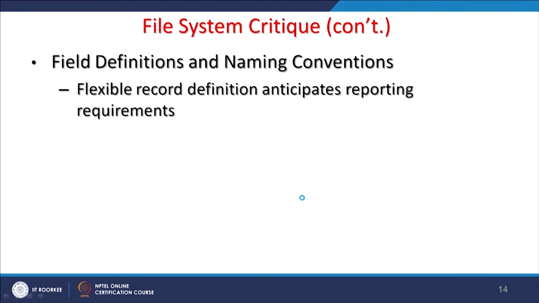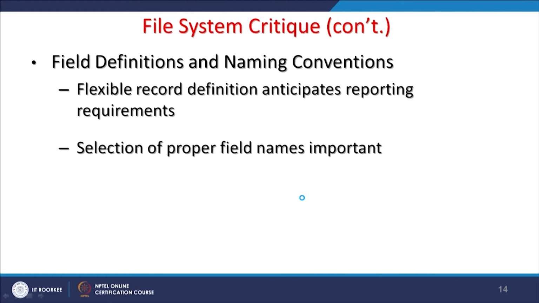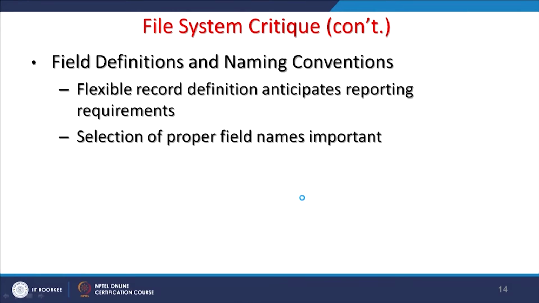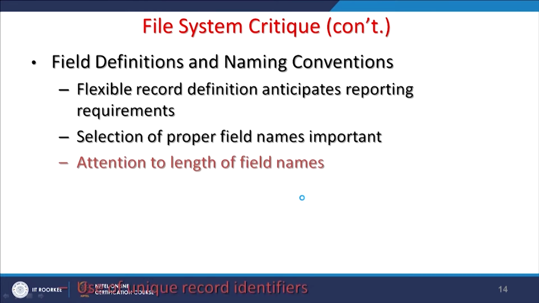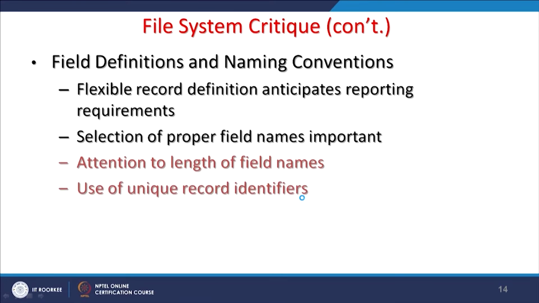Now, flexible record definition anticipates reporting requirements, and selection of proper field names is important in a file system. Attention to the length of field names is again important, because later on you may change it, but it may bring some errors also. So, before even bringing data into a particular field of our database, we must be careful about these characteristics: the length, the width, and what kind of data is going to come. And use of a unique record identifier is very much required here. For each record there has to be a unique identifier.